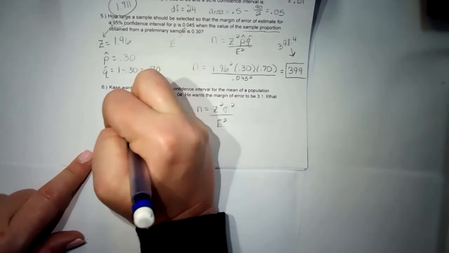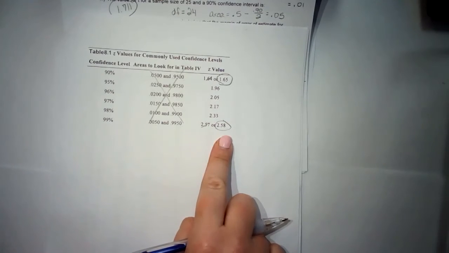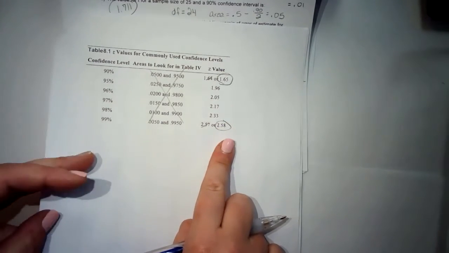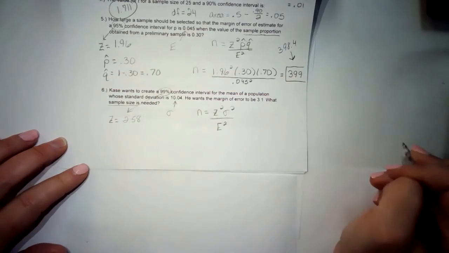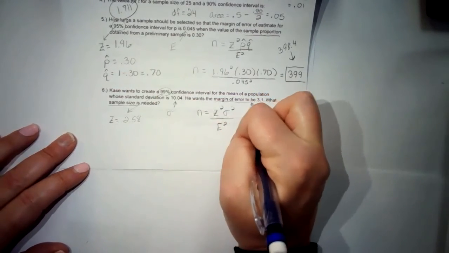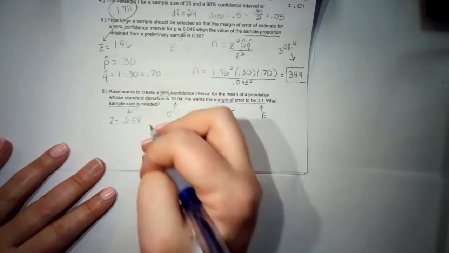It's my percent, right? So if I go to my little Z chart, 99%, we want the bigger number. We want 2.58 for our Z. Okay. And then this one is really clear about your margin of error, thank goodness. He's not as worded as tricky as number 5.